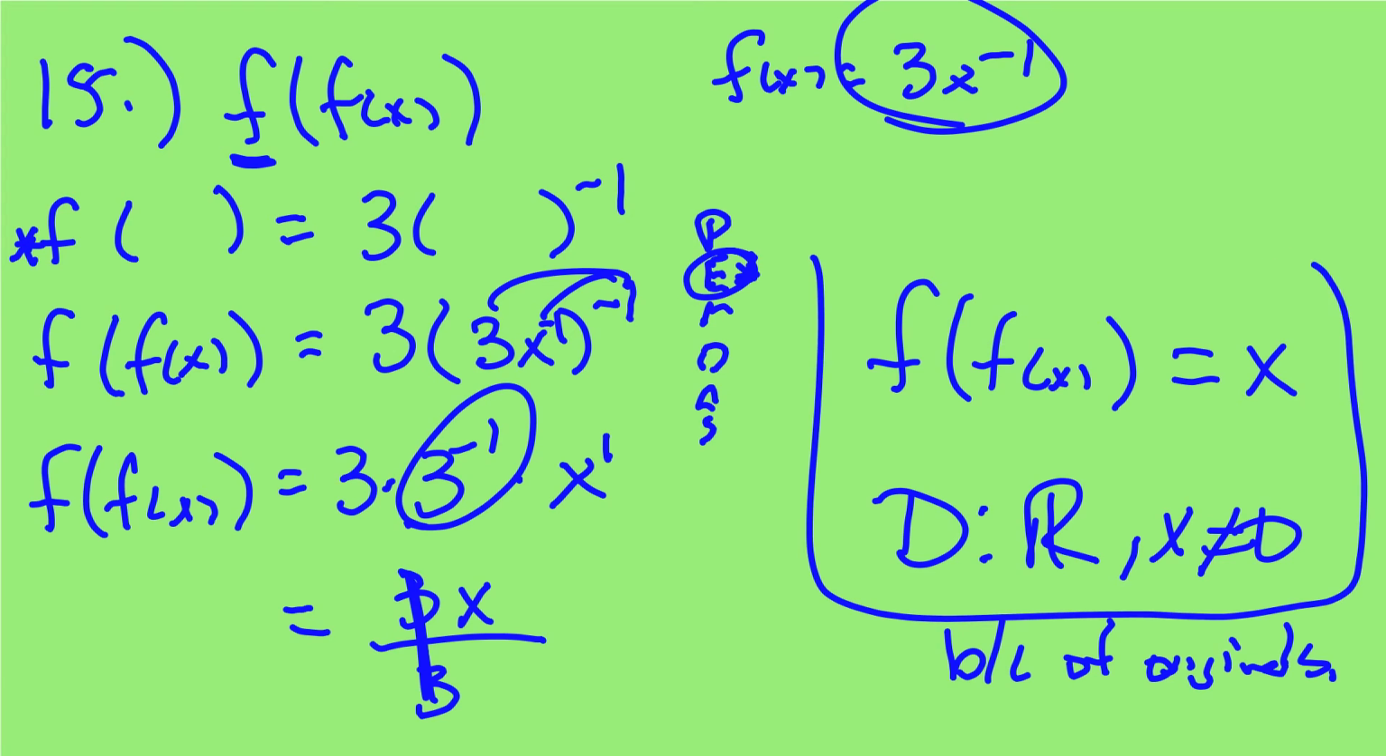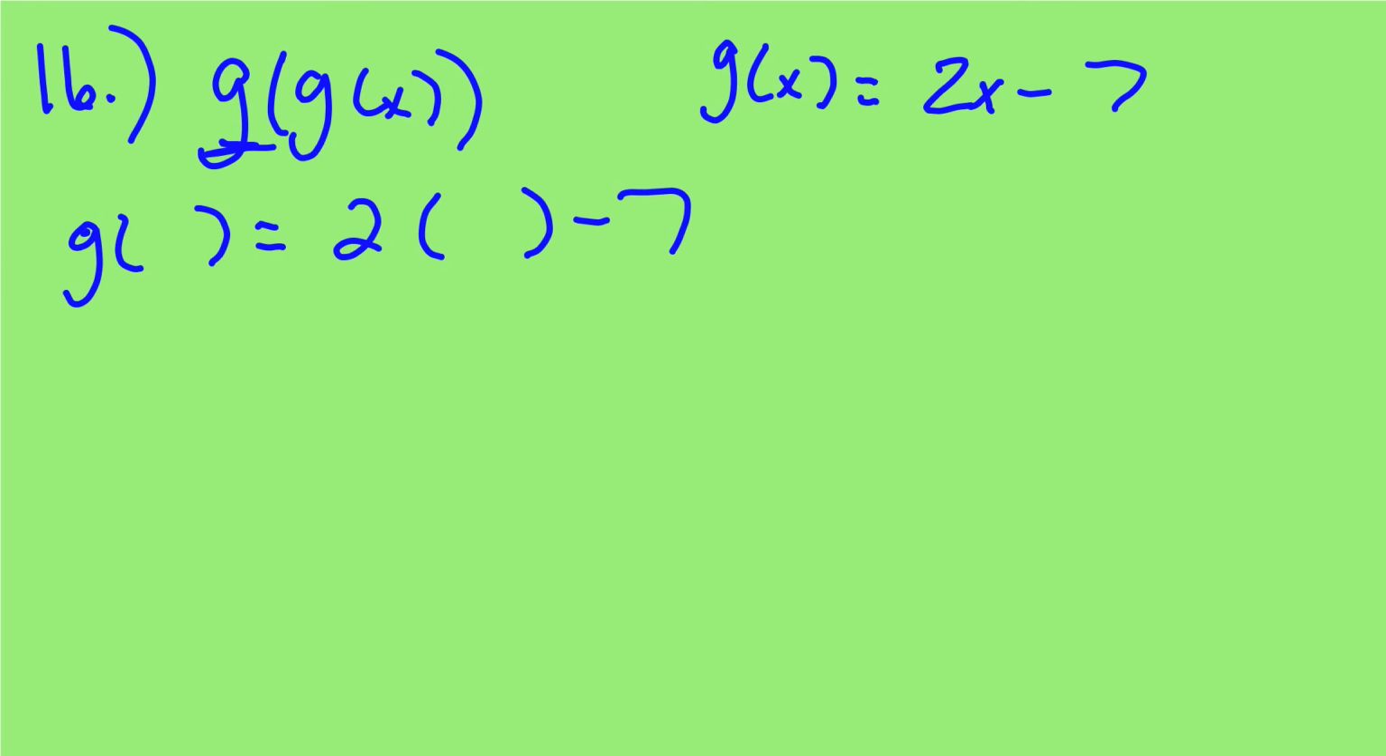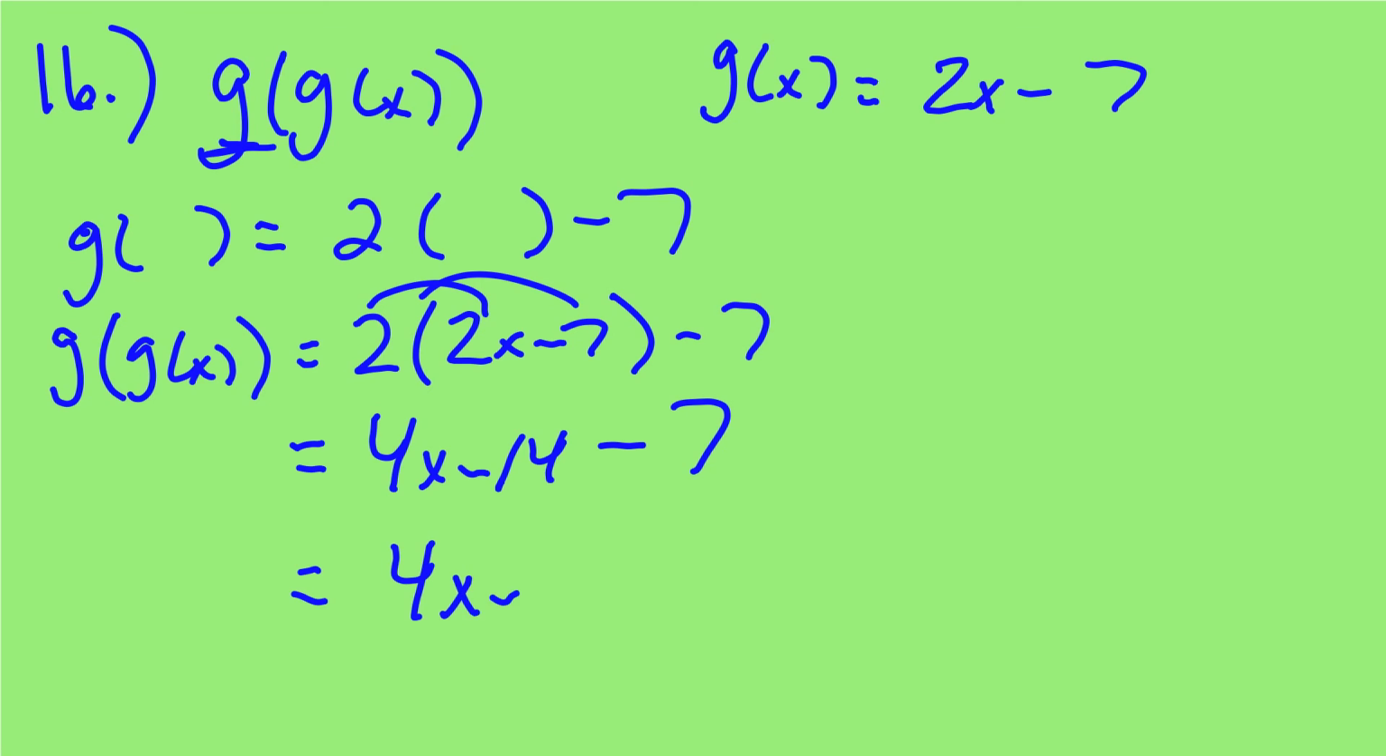Alright, so that's my final answer right here for 15. 16, I have g of x. Once again, g of x is 2x minus 7. So I start off with g, that's g of blank space, so I put 2 blank space minus 7. Now g of x is 2x minus 7, minus 7. I distribute the 2, I get 4x minus 14 minus 7. So then I end up with 4x minus 21 as my final answer.